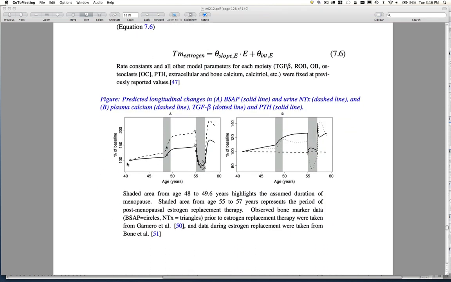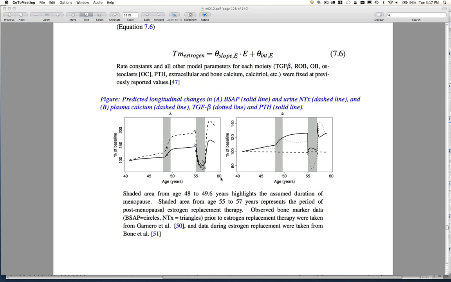And when we do this, we can actually look at the observed and predicted changes in these bone markers over time, and you can see the degree to which this increase changes during the time of menopause, and then the effects of, in this case, the introduction of hormone replacement therapy on those markers, and then what happens once you discontinue that.